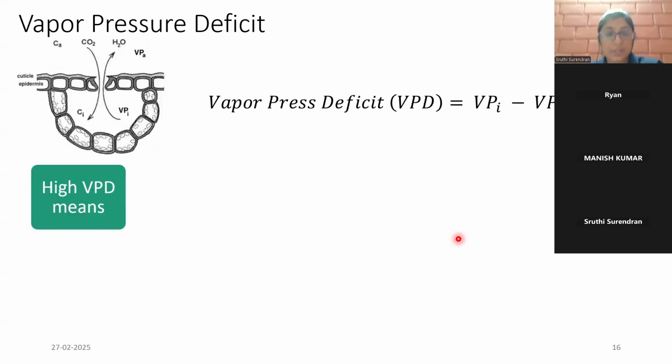We looked at the relation. We understand that this term is now actual humidity or absolute humidity, and this is the saturated level of the humidity. So the difference between the saturated vapor pressure and the actual vapor pressure is what is called the vapor pressure deficit.